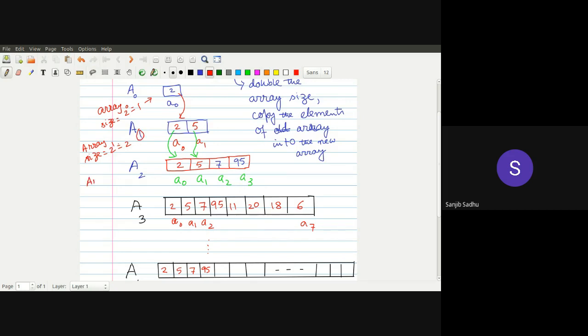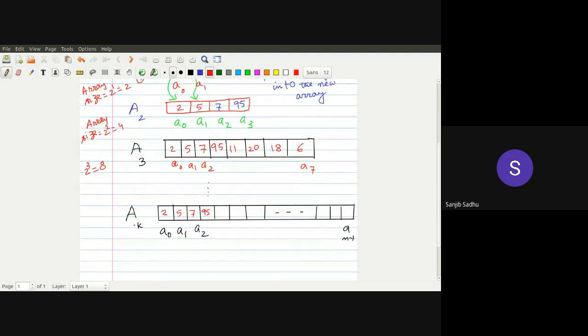Similarly here, array size will be 2 to the power 2, which is 4. Here 2 to the power 3 is 8. So what value should k be so that the size will be n? In this case 2 to the power k should be n, so that means k is log n. Here array size is 2 to the power k.